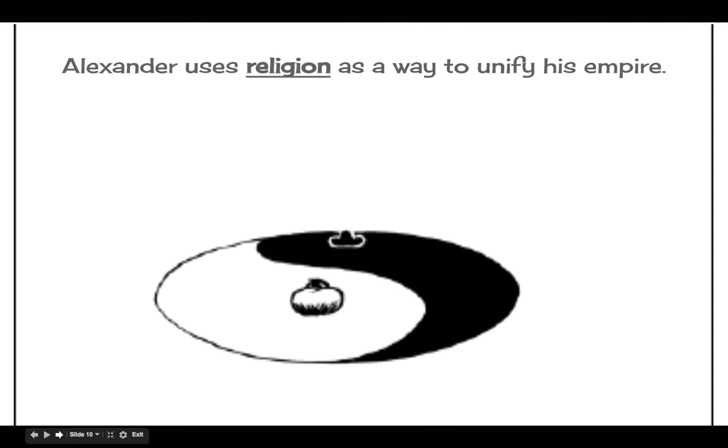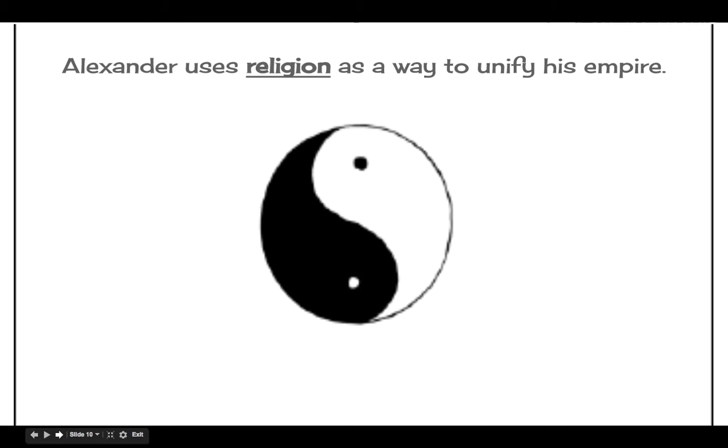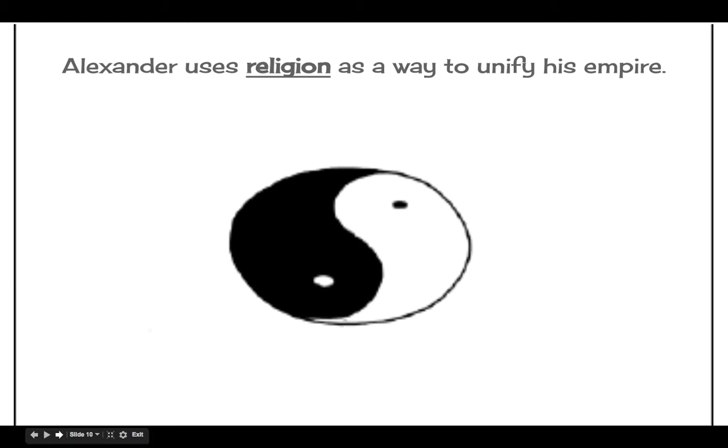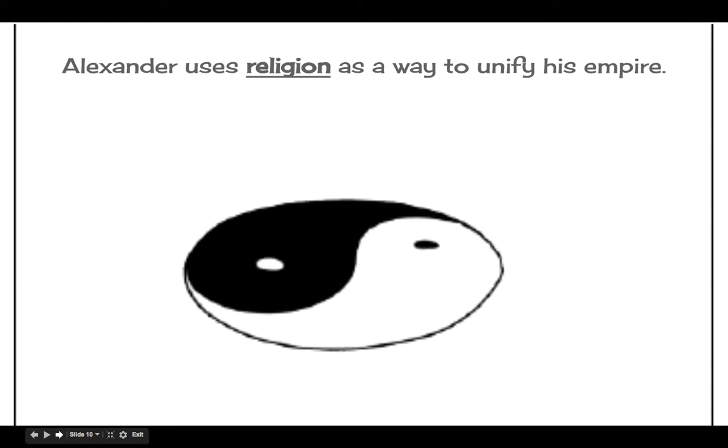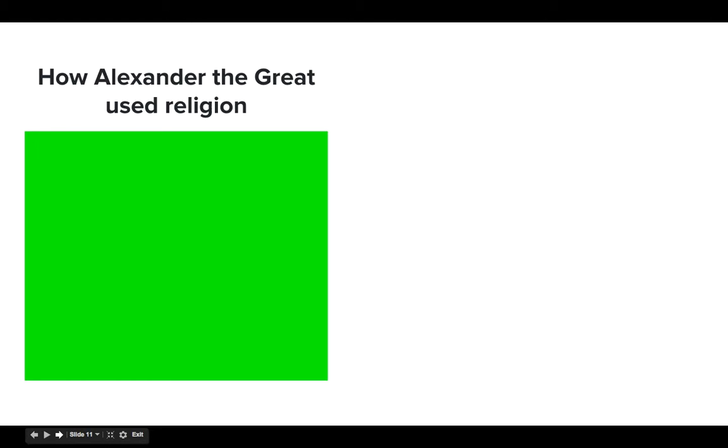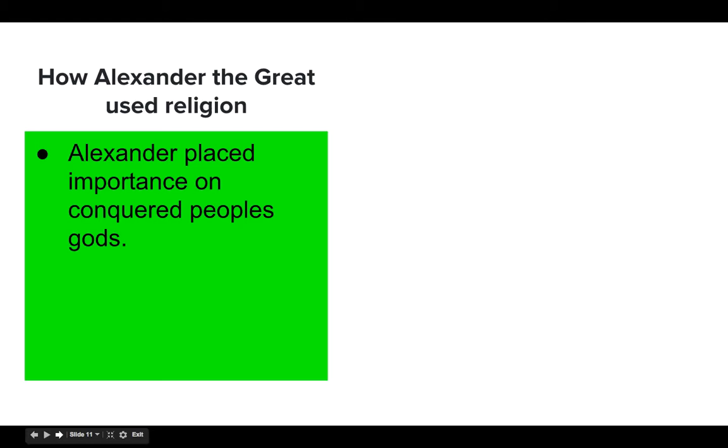So the next thing that he does is Alexander uses religion as a way to unify his empire. He does a couple of things here, and we'll take a look at how he's able to do this. So how Alexander the Great used religion, one of the ways is that he placed importance on conquered people's gods. So he accepted their gods the same way that he accepted the Greek gods as his religion.